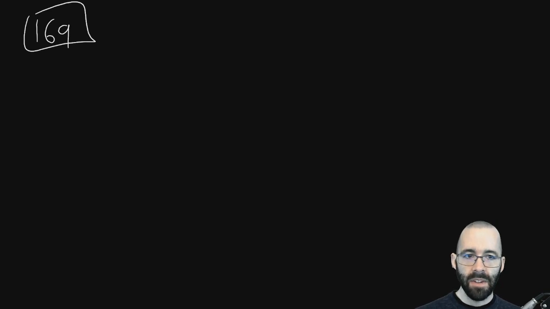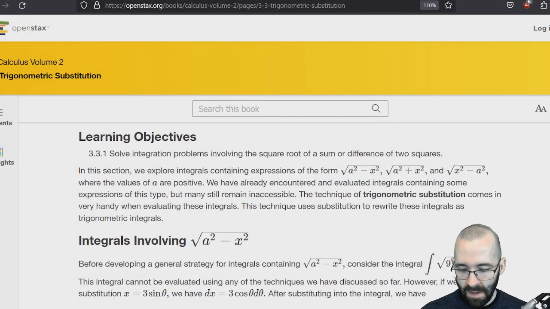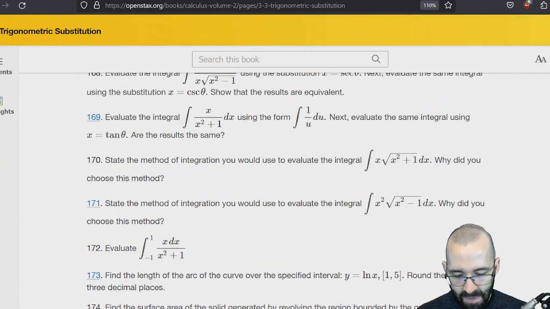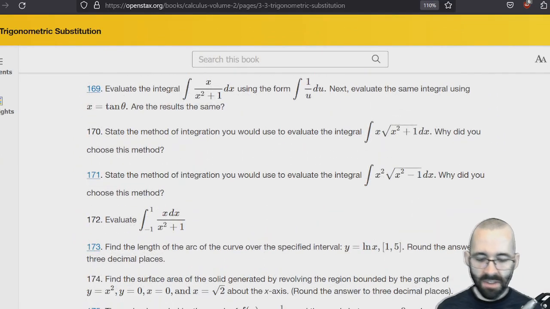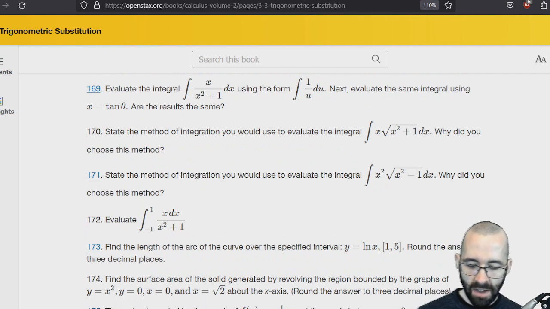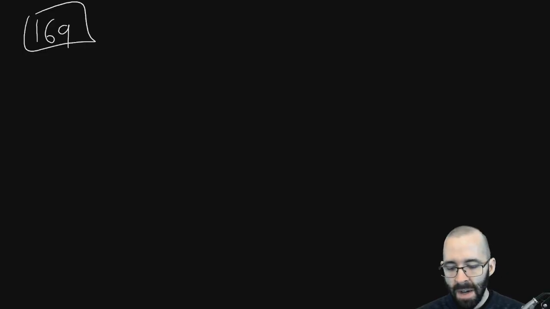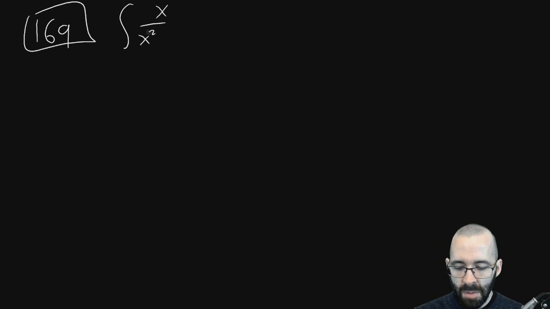169 is the next one I wanted to do. The book sometimes moves things around. Evaluate this integral using the form 1 over u, and then use arctan, or use a tangent sub, to do this two ways and compare them. The integral of x over x squared plus 1 dx.